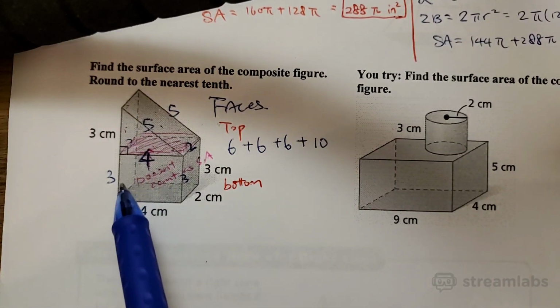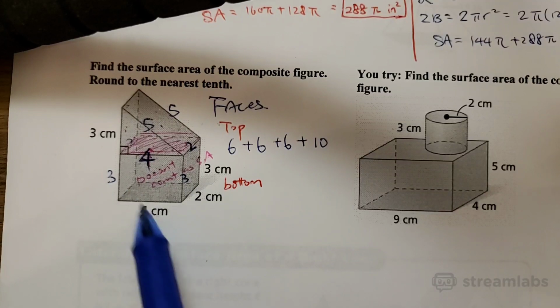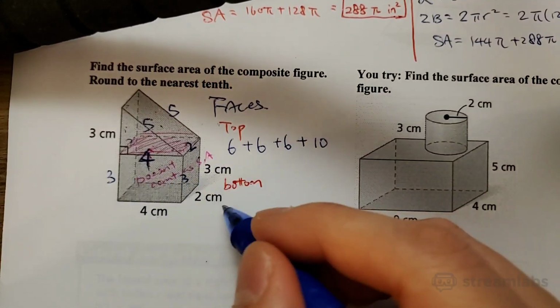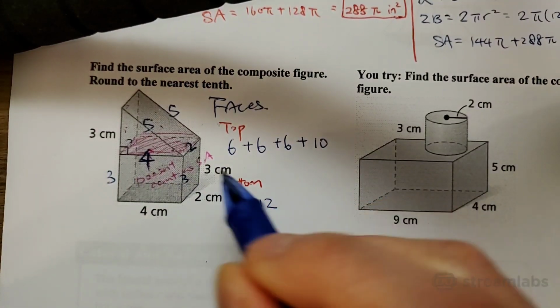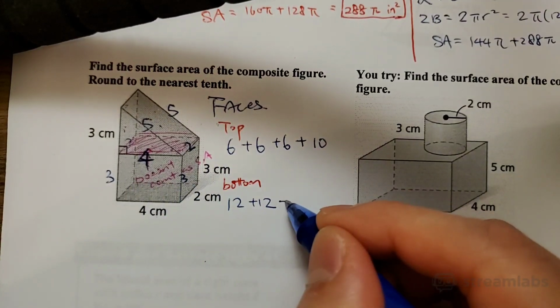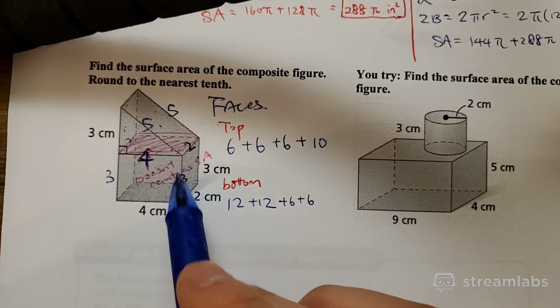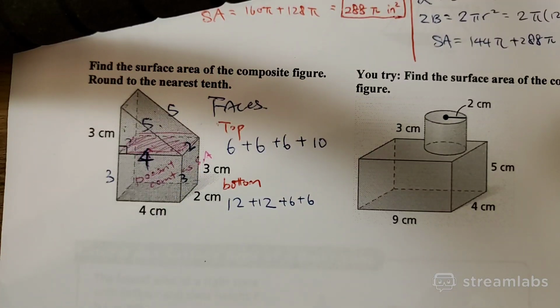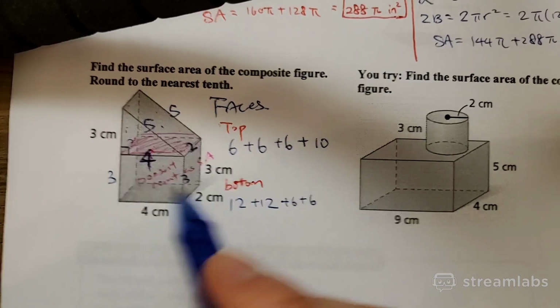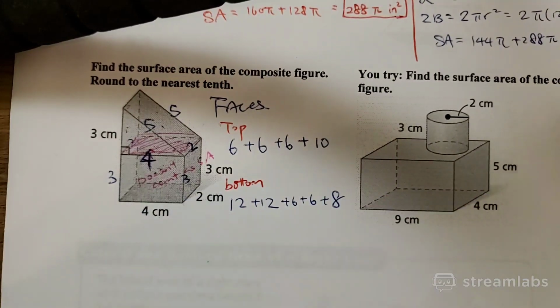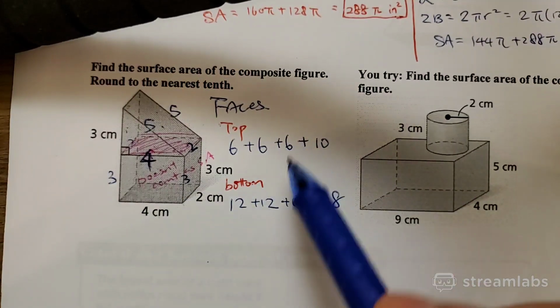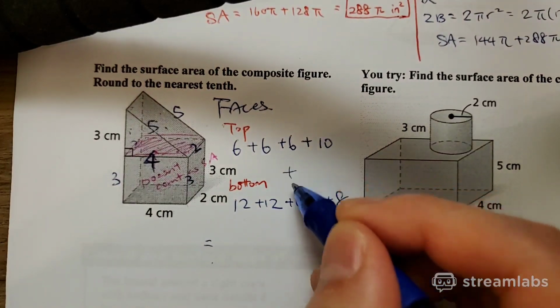Bottom. So it'll be 3 times 4, right? This rectangle and the back, right? So it'll be 12 plus 12. Left and right is 3 times 2, so 6 plus 6. Right? 3 times 2, this is 6, so the left is 6 as well. And then finally the bottom is 8. Right? 4 times 2. Alright, add them up.